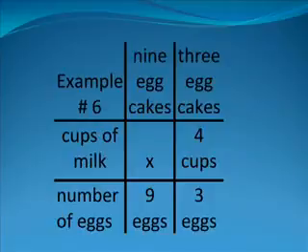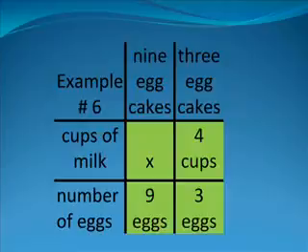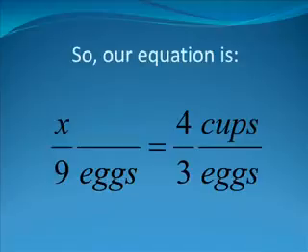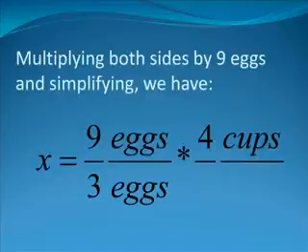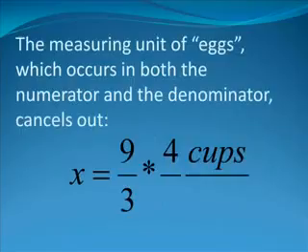Now, on your screen, you should see how this problem should be set up in tic-tac-toe board format. In the lower right-hand corner, again, we have our equation. We write it as x divided by 9 eggs is equal to 4 cups divided by 3 eggs. The measuring unit of eggs, which occurs in both the numerator and the denominator, cancels out.